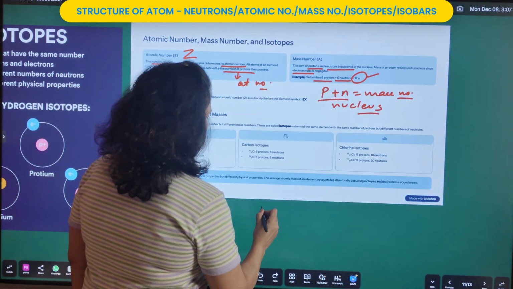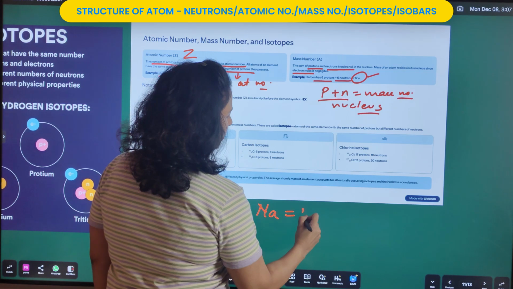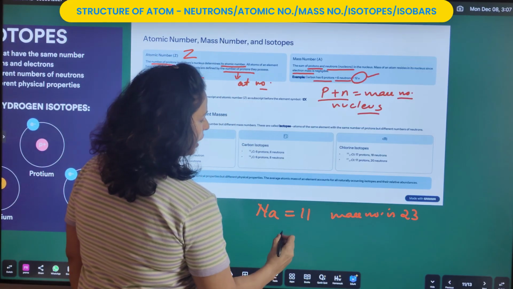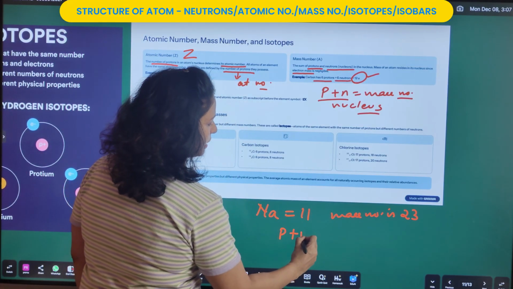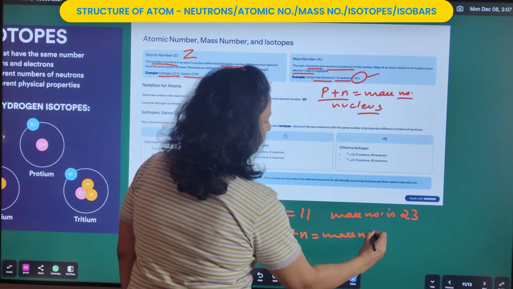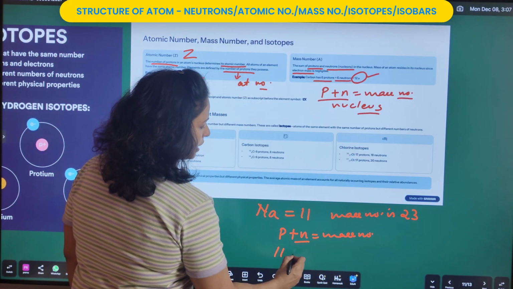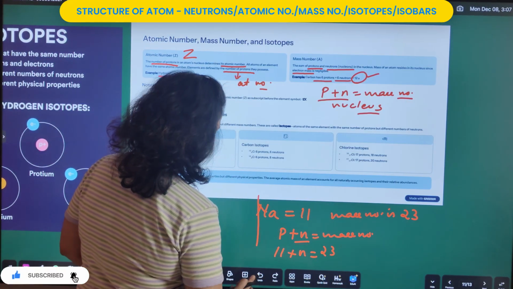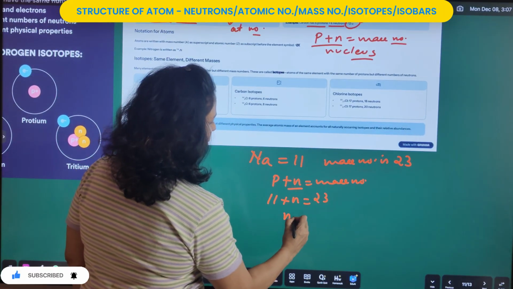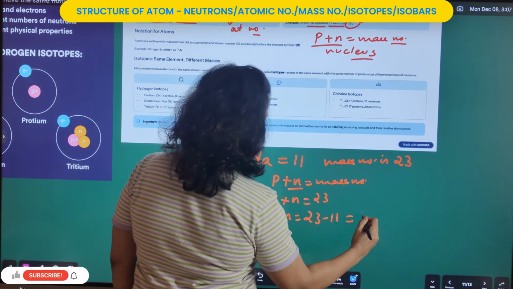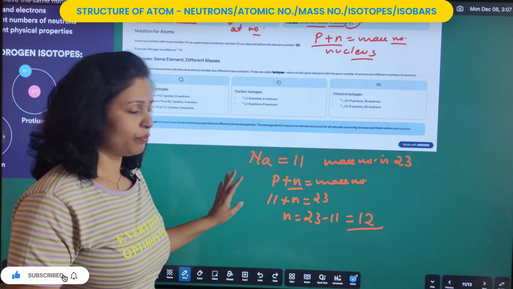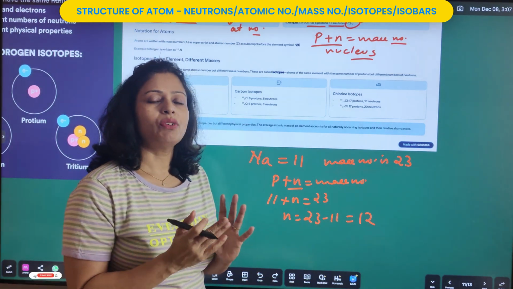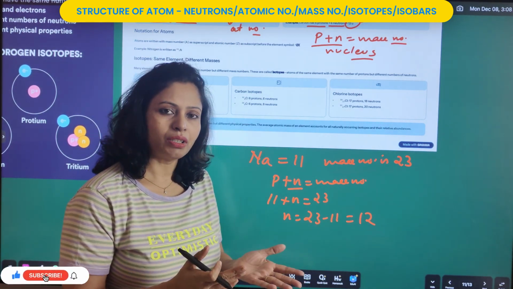Suppose sodium has atomic number 11 and mass number 23. P plus N is the mass number, so I can find the number of neutrons. Protons are 11, mass number is 23, so 23 minus 11 is 12. That is the number of neutrons in sodium. This way, if the mass number or atomic number is given, we can find the third entity.